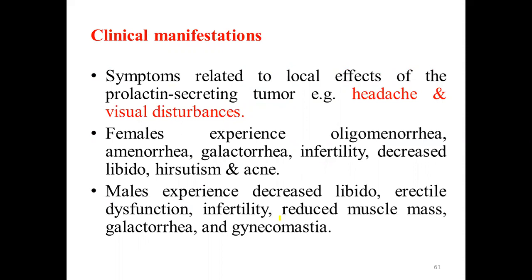Then in terms of clinical features, some people can have a local effect because of the tumor. For example, when we have a prolactin secreting tumor, maybe in the pituitary, there is a probability of having headache and visual disturbance. I've already mentioned in the previous session, because of proximity to the optic nerve, when there is a tumor, it can even cause a blockage of the nerve connection to the optic nerve. So there is a probability of visual disturbance.